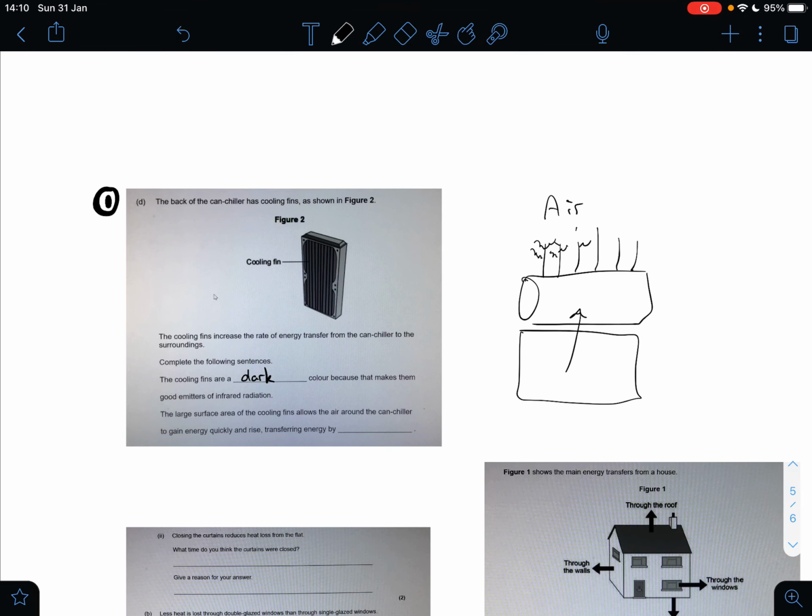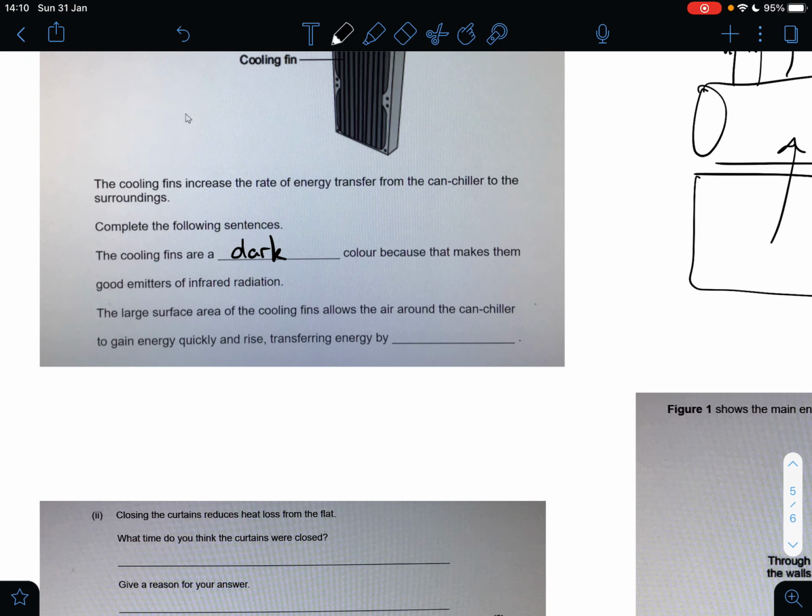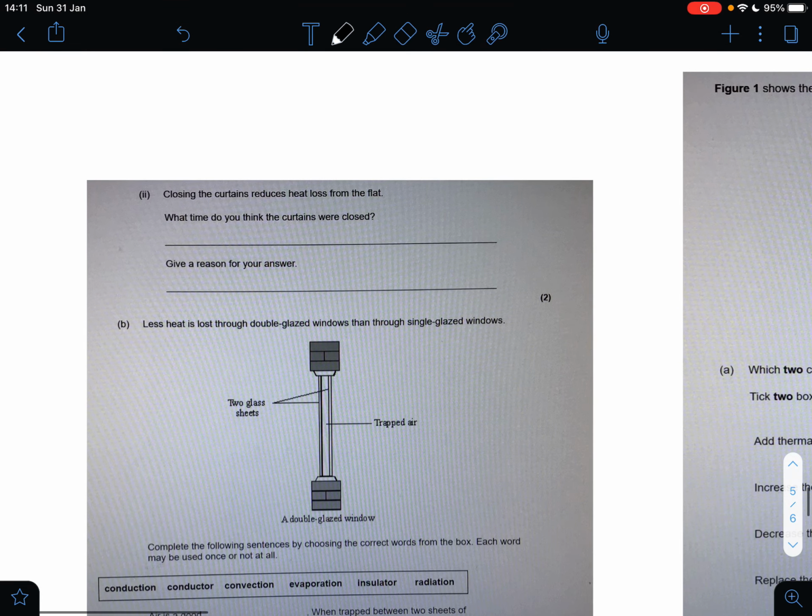Press pause, have a think. When you're ready, put your answer in and then press play and I'll answer it too. Okay, and hopefully you've put conduction. Okay, let's have a go at question number 2.